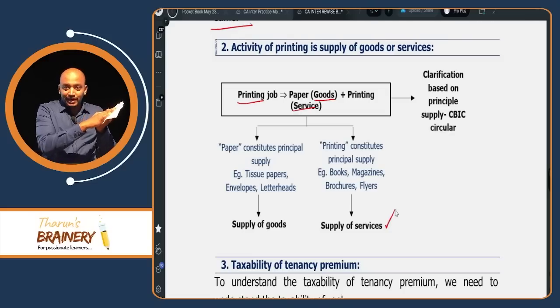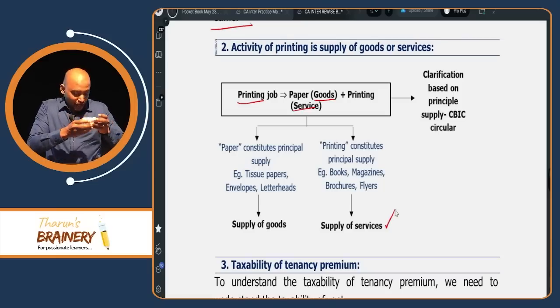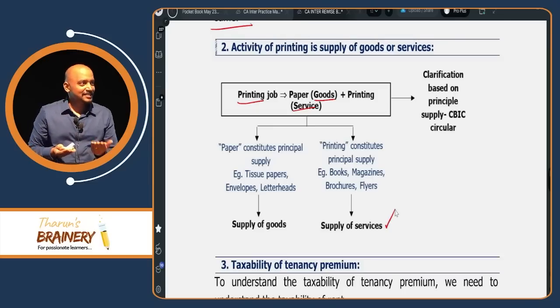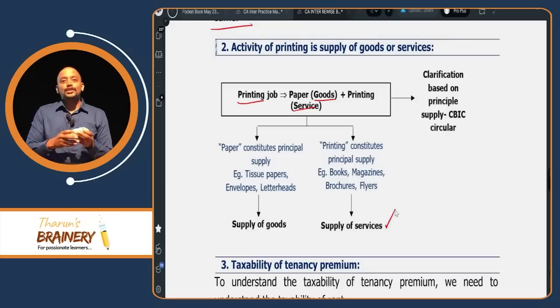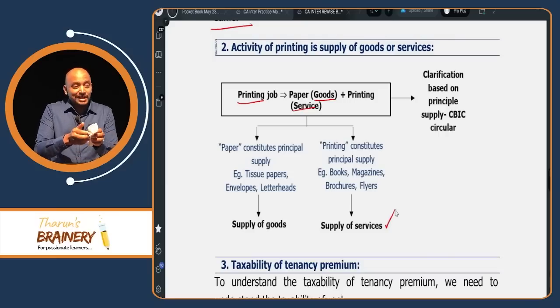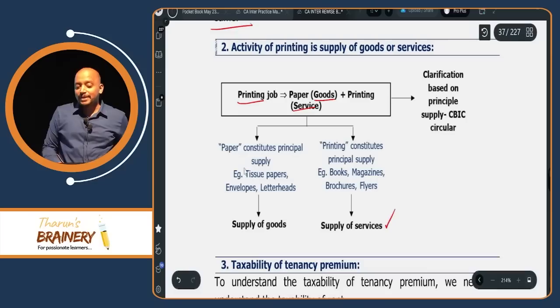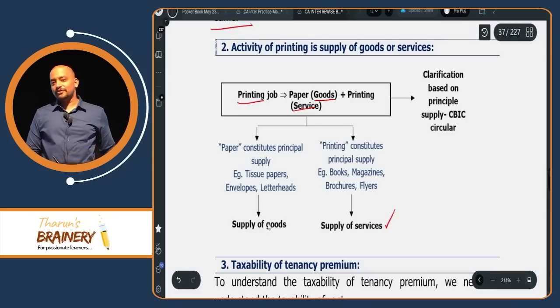In this tissue paper, one hotel name or restaurant name will be printed. Just because the restaurant name is printed, will we carefully keep it? No. For whatever purpose we use it, only that purpose we use. Correct or not? So what constitutes the predominant element in this? Paper. So if paper constitutes the principal supply, it will be treated as supply of goods.